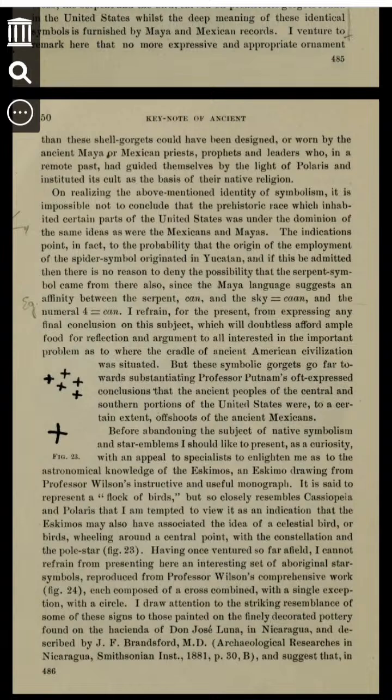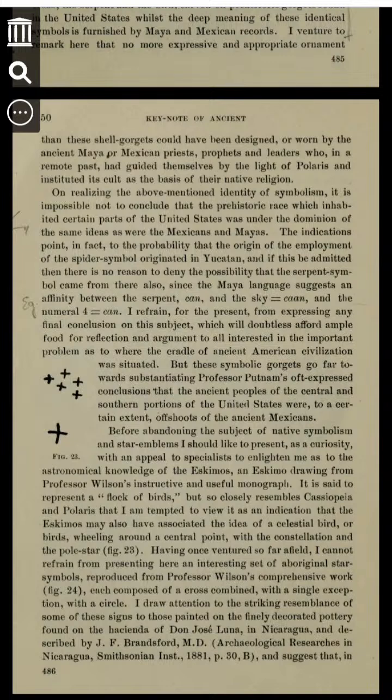I venture to remark here that no more expressive and appropriate ornament than these shell gorgets could have been designed or worn by the ancient Maya or Mexican priests, prophets, and leaders who in a remote past had guided themselves by the light of Polaris and instituted its cult as the basis of their native religion. On realizing the above-mentioned identity of symbolism, it is impossible not to conclude that the prehistoric race which inhabited certain parts of the United States were under dominion of the same ideas as were the Mexicans and Mayas.